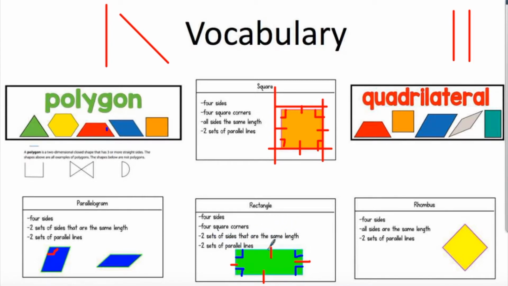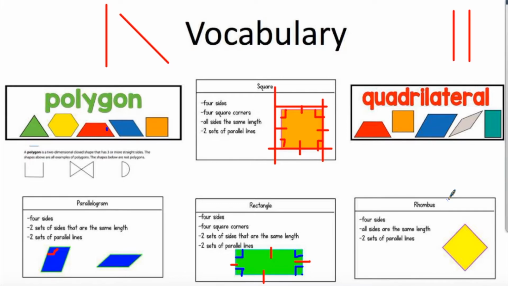So I want you to think about this side, top, has to be the same length as the bottom. And this side on the left has to be the same as on the right. And then 2 sets of parallel lines. So these 2 that go side to side, and then the ones that go up and down. They will never touch. Our last vocabulary word we're going to discuss is a rhombus.